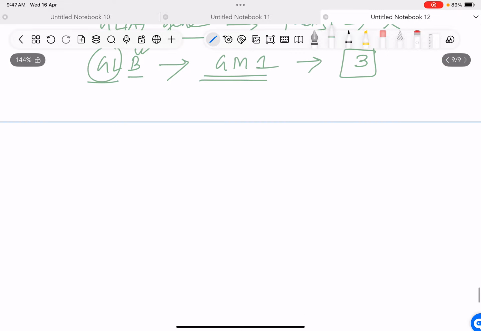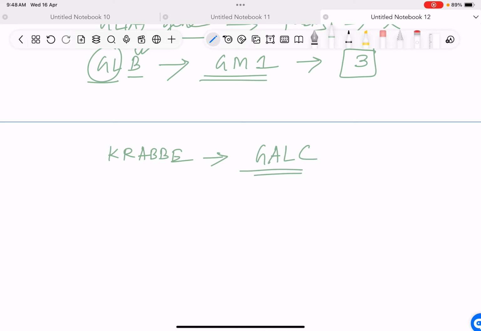Next question. Which gene is associated with Krabbe? Krabbe's disease, which is globoid cell leukodystrophy. Krabbe disease is due to deficiency of which gene? We know it is galactocerebrosidase, so write it: galactocerebrosidase, GALC, and this is chromosome number 14. So Krabbe is GALC, chromosome 14.